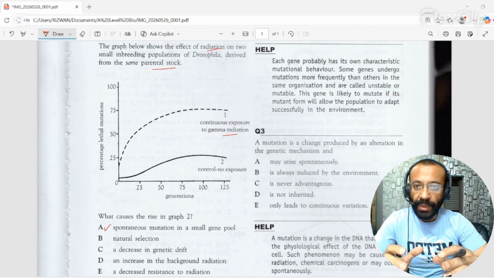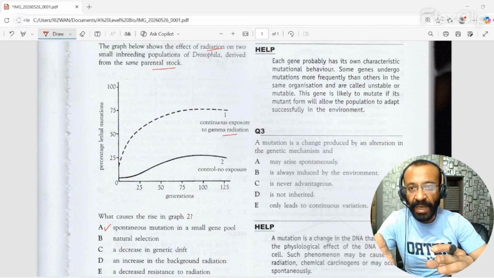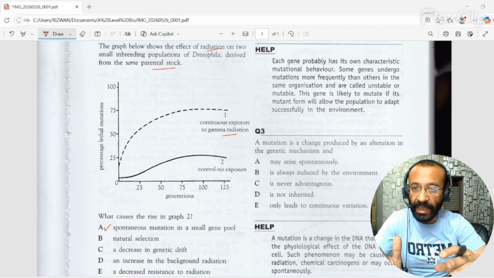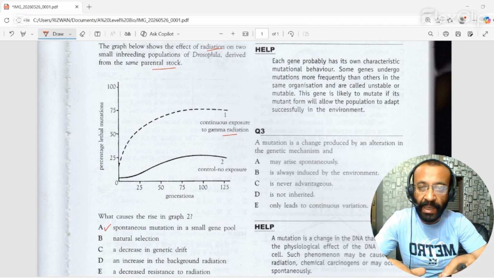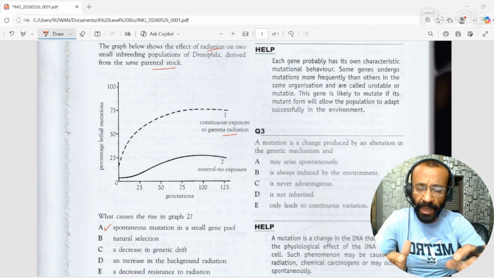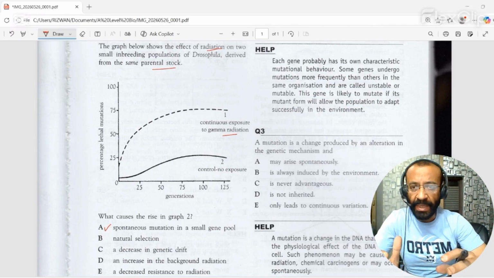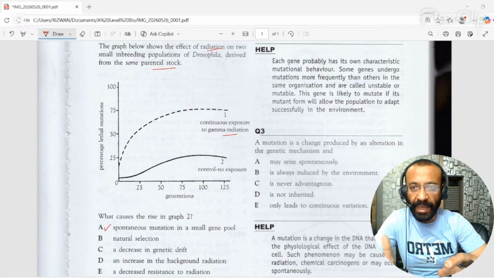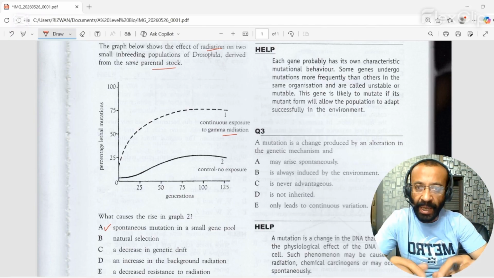Actually, graph 2 represents the control group, which has no exposure to external gamma radiation. Despite having no radiation exposure, the graph shows a gradual rise in the percentage of lethal mutations over generations, eventually leveling off around 25%. Because there is no external radiation applied to this group, any new mutations must be occurring naturally and randomly, and this is known as spontaneous mutation.